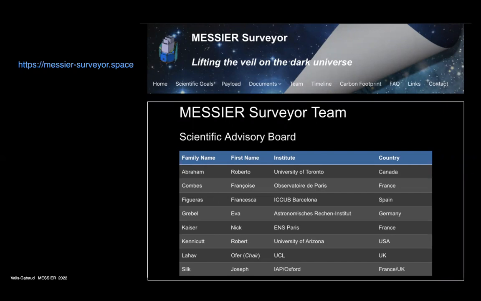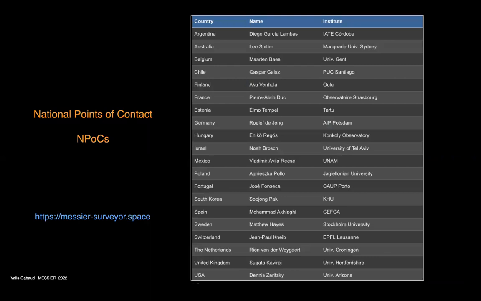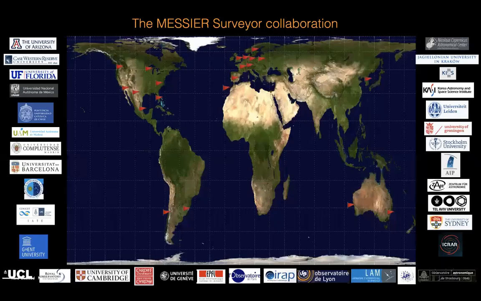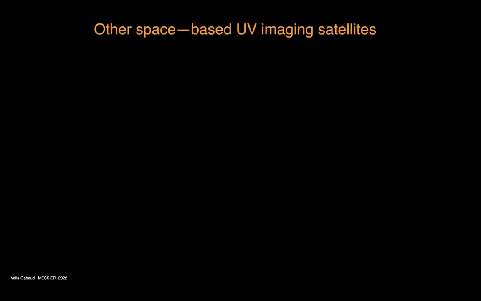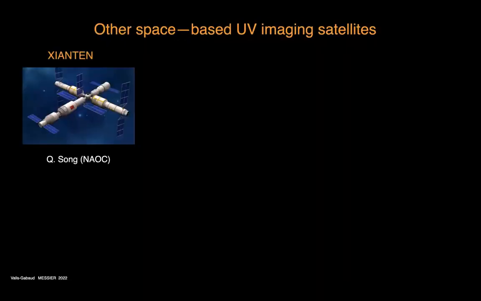So we have a scientific advisory board, which essentially respects almost gender parity, and we have a number of national points of contact. Sadly, no one is really interested in Italy so far, but I hope this will change. So there is no NPOC in Italy, but I hope you will join us. And so we are something like 180 scientists from Australia to Canada, from Argentina to North Korea. Of course, most of us in Europe. Now, of course, we're in competition with a number of other projects.